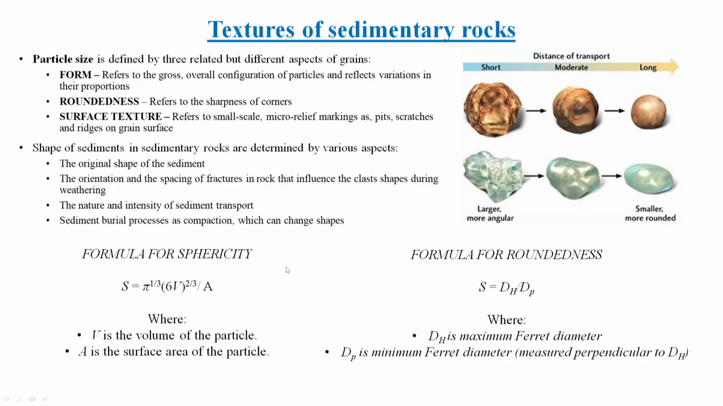Based on that, there are two formulas that can be used: a formula for sphericity, where V is the volume of the particle and A is the surface area of the particle. Similarly, you also have a formula for roundness, where dH is the maximum Feret diameter and dP is the minimum Feret diameter measured perpendicular to dH. This simple graph also reflects that if the distance of transport is long, it is likely that you will get a more rounded or more spherical form of a particle that is a constituent element of a sedimentary rock.